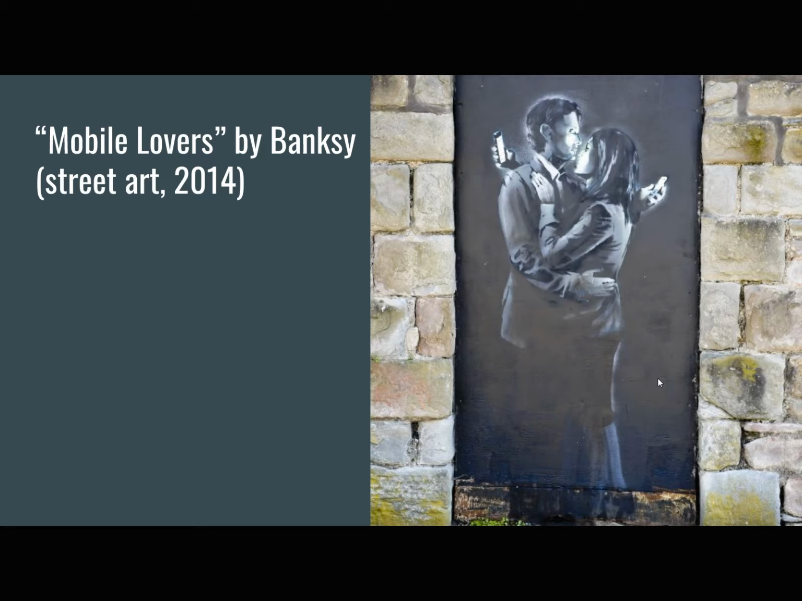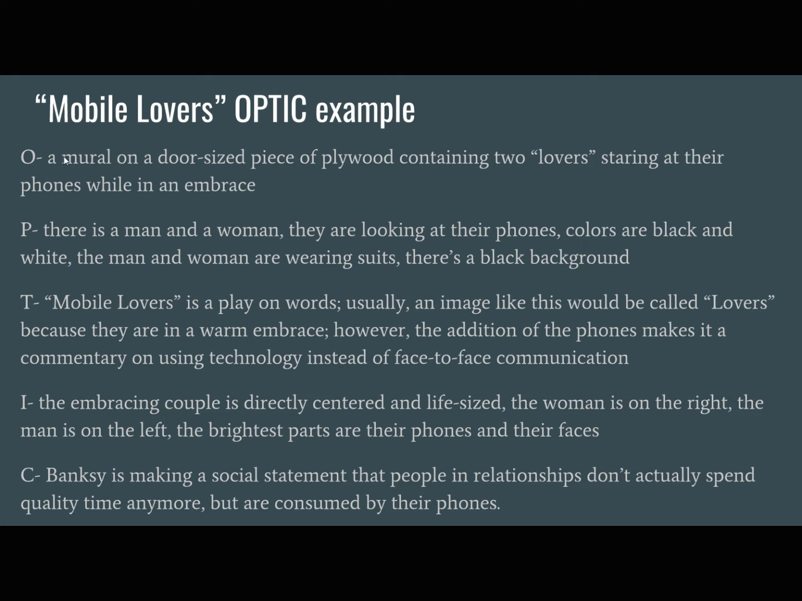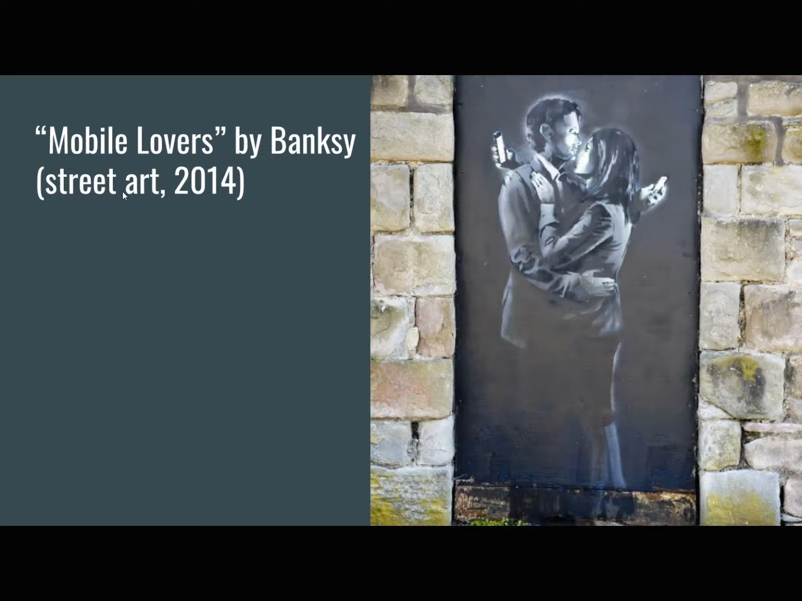So if we were to go through the OPTIC piece, for overview, which is O, we would just say, what is this image about? What in general is it about? So for me, I said a mural on a door-sized piece of plywood containing two lovers staring at their phones while in an embrace. It's super short, it's pretty generic, right? So we've got in this kind of doorway here, we've got plywood, and you can tell it's plywood because of the texture, right? And we know it's street art, right?